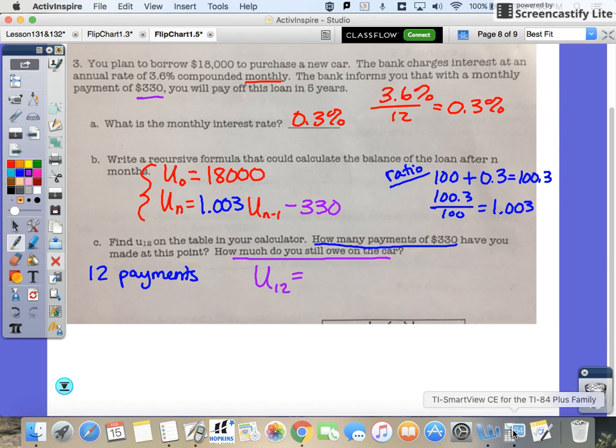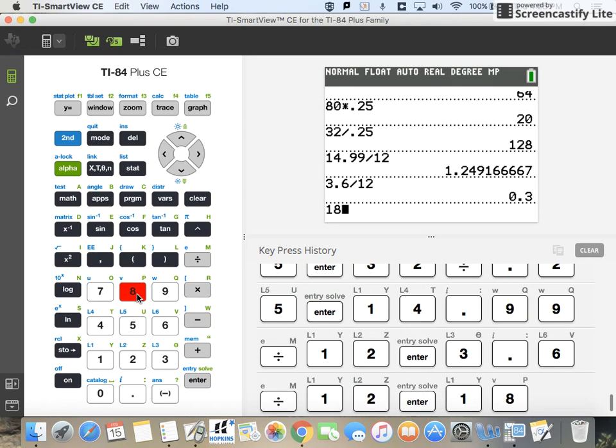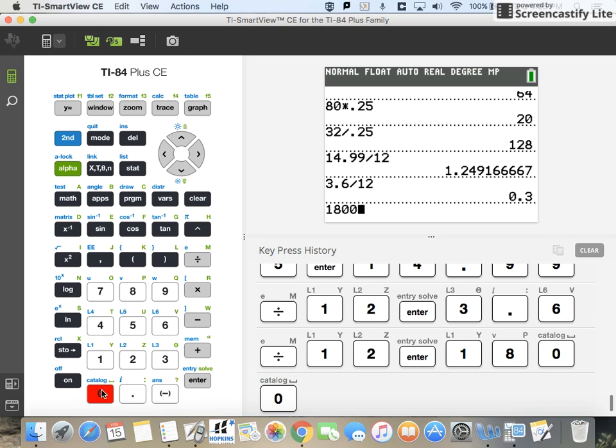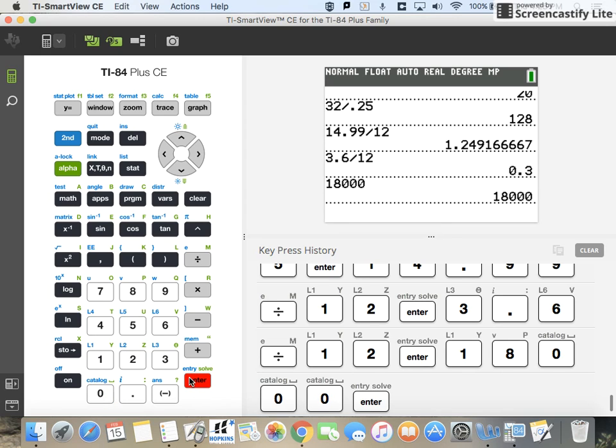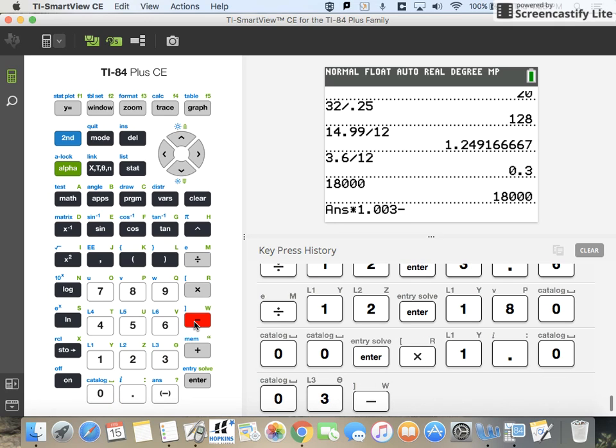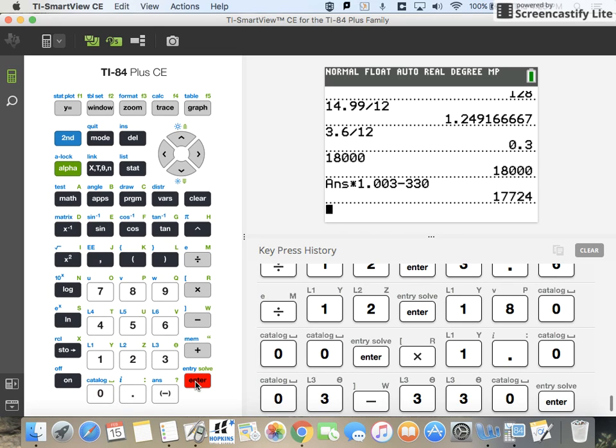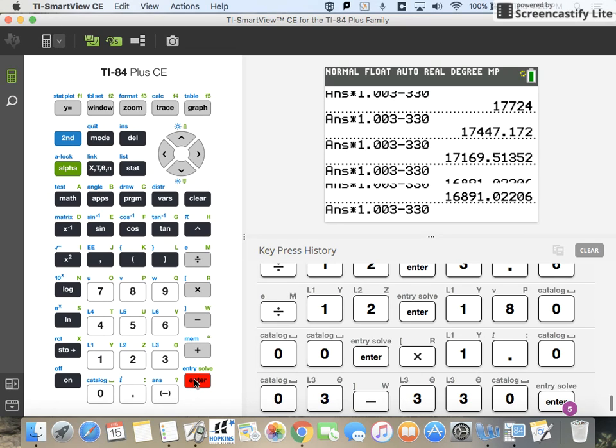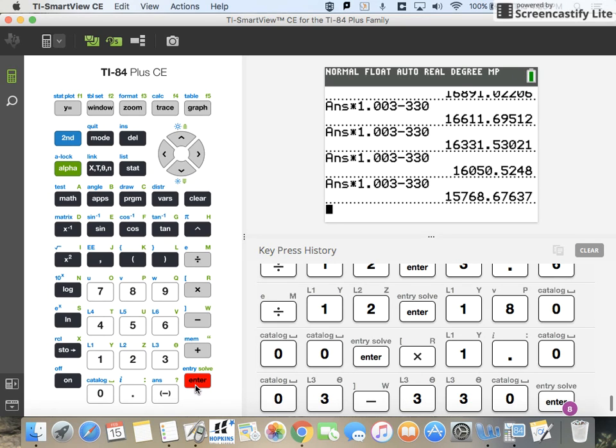What I'm going to do is start by typing in 18,000 and hit enter. Then we're going to do that times 1.003 minus 330. So this is times our ratio minus our payment. This is after 1 month, 2, 3, 4, 5, 6, 7, 8, 9, 10, 11, 12. You'd owe $14,632.80.